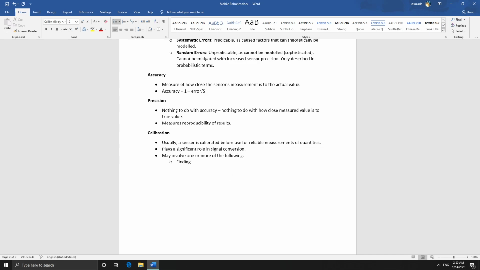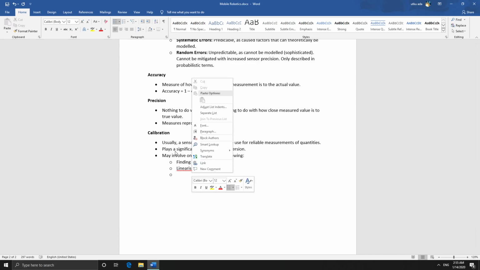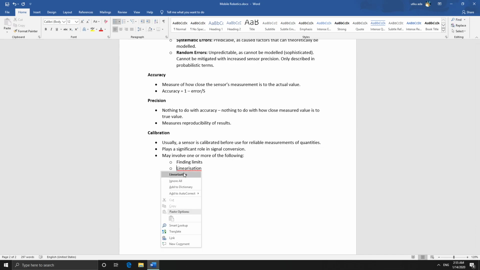Finding limits, linearization. Right, the American spelling is with a Z. I still haven't fixed my language. It should be English United Kingdom, but oh well, I'll fix it soon. And also fixing and storing reference points.